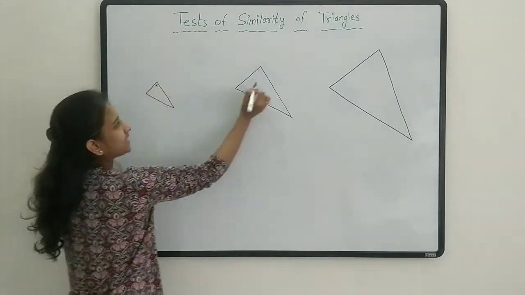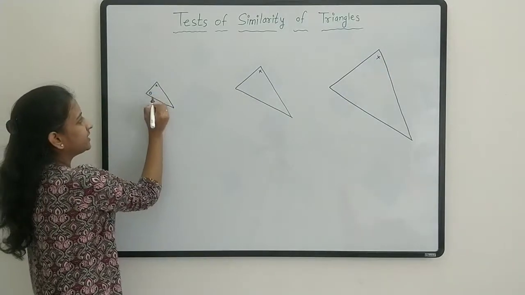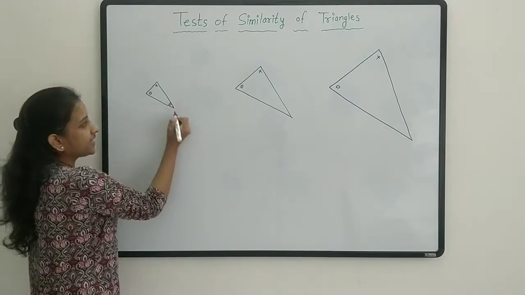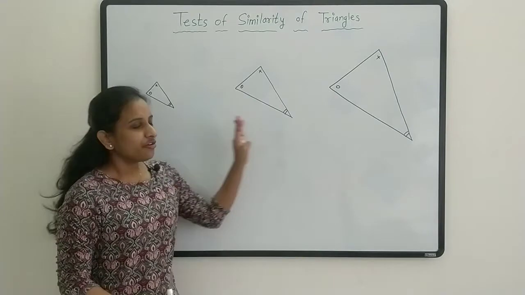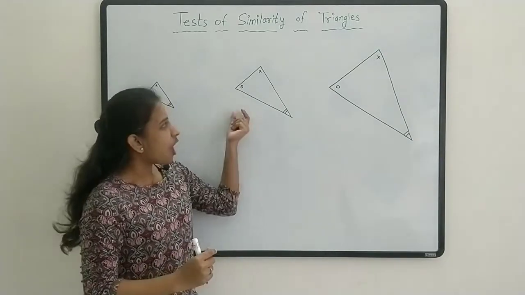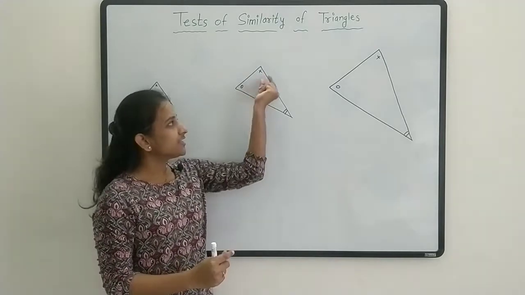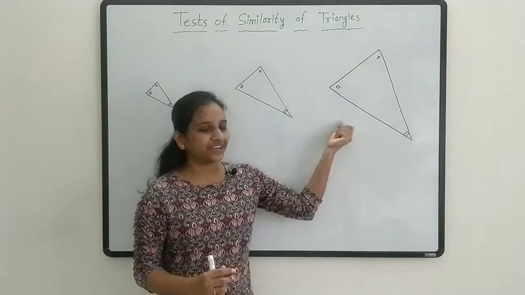This angle is same as this angle and same as this angle. Same for this angle. They are equal. And this angle also. They all are equal. So we can say two triangles are similar triangles if all three sides of two triangles are in proportion or all three angles are equal. Then only we can say two triangles are similar triangles.